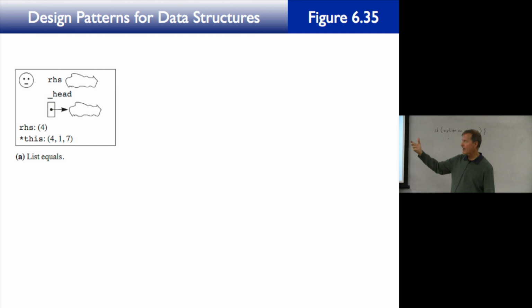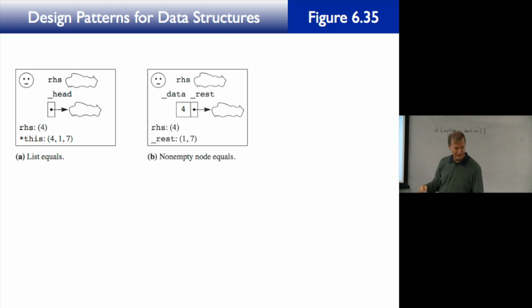Okay, but at any rate, all we know in this environment is that our parameter is right hand side, and that is some list, and underscore head is a pointer to an abstract node, and I've indicated here what they are. The right hand side is the list 4, and star this is the list 4 1 7. Okay, so now what does that method call? Well, we don't know what it's going to call. We're not tracing it. We don't have the code to see what it calls. But what should it call?